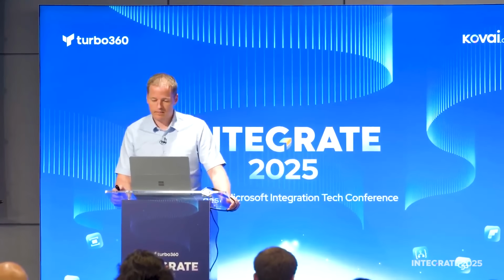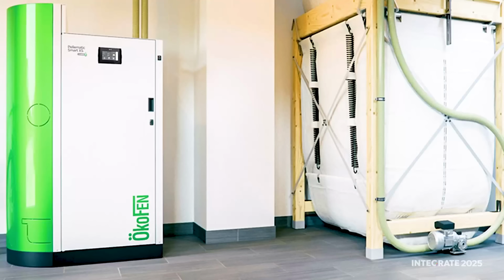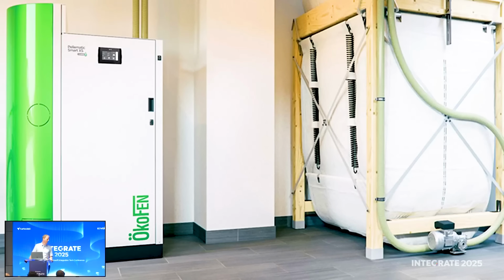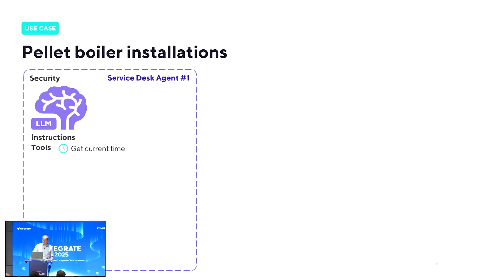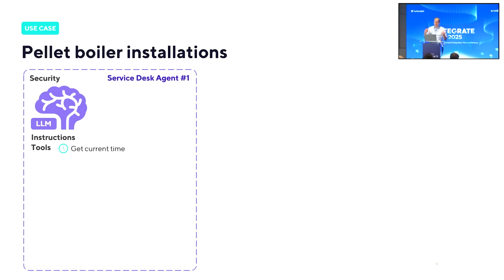All right, let's show a use case with that. So the use case is one of our first GenAI customers, and they are installing pallet boilers at residential homes and also at companies. So we are at the service desk. They get a lot of questions, both from customers and also from installers. And the installers are speaking multiple languages, but the documentation is only in French and English. So that's often a problem.